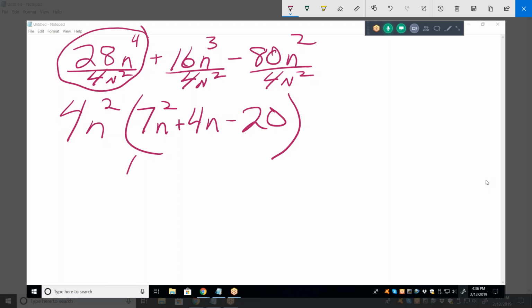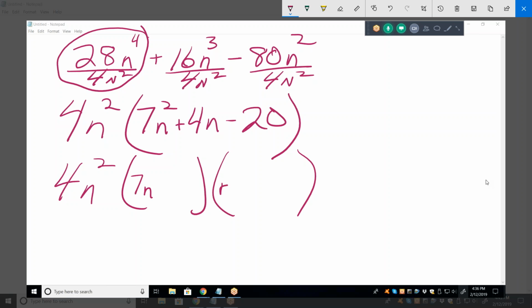So now we've got to factor this thing here. I'm going to bring along the 4n squared all the way down for the ride. I can't lose that. So let's break up the n squared. That would be 7n and then n on the other side. Okay, what are both signs?